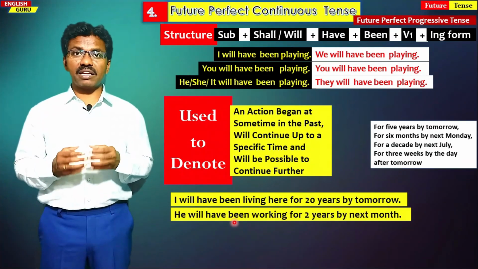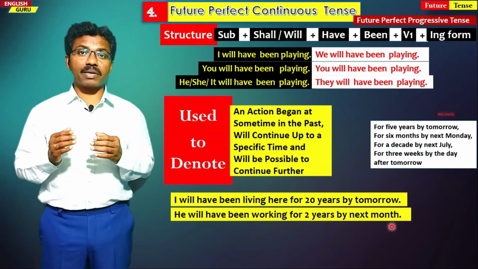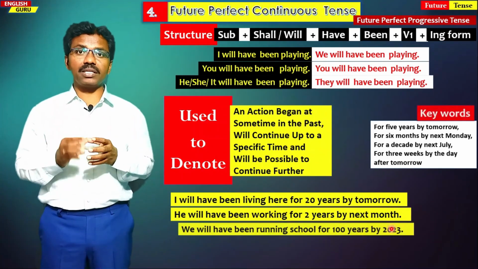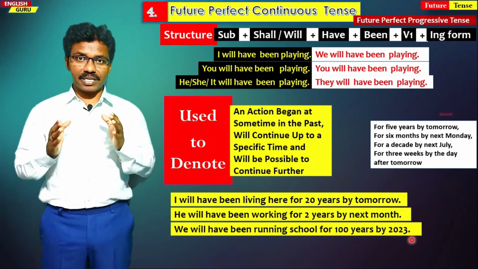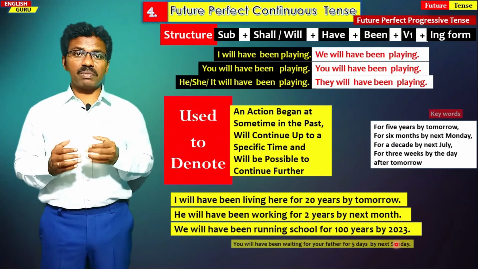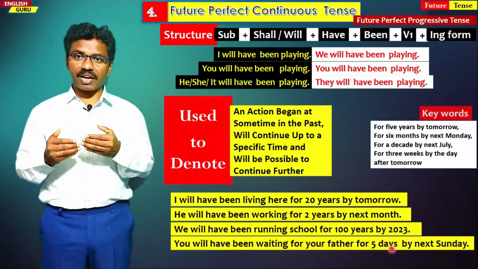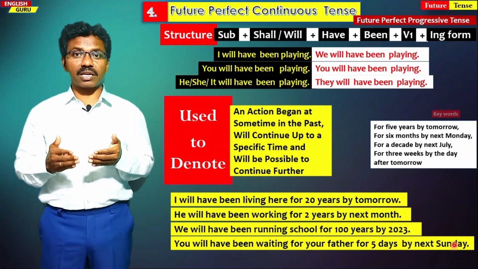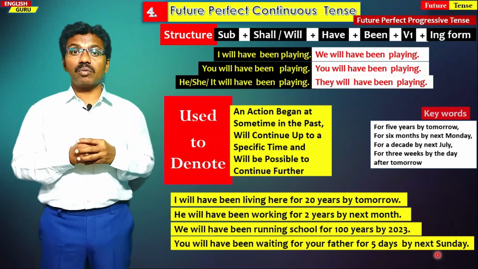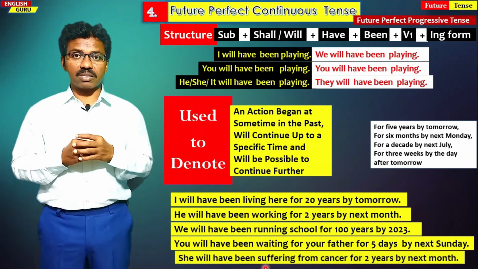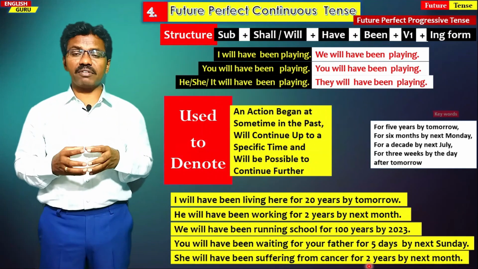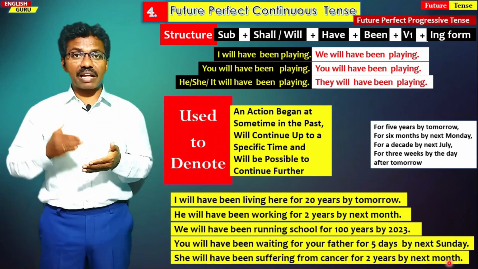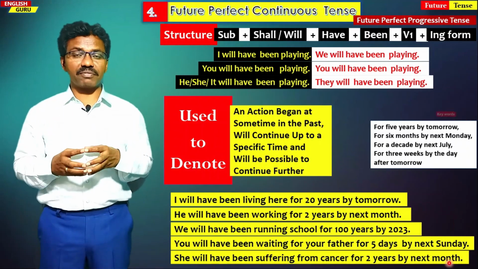In a similar manner, we will have been running school for 100 years by 2023. So by 2023 we will have completed running this school for 100 years, not this year. In a similar manner, you will have been waiting for your father for 5 days by next Sunday. You have been waiting for your father, and you will have completed 5 days of waiting by next Sunday. In a similar manner, she will have been suffering from cancer for 2 years by next month. So by next month she will have completed 2 years of suffering from cancer.